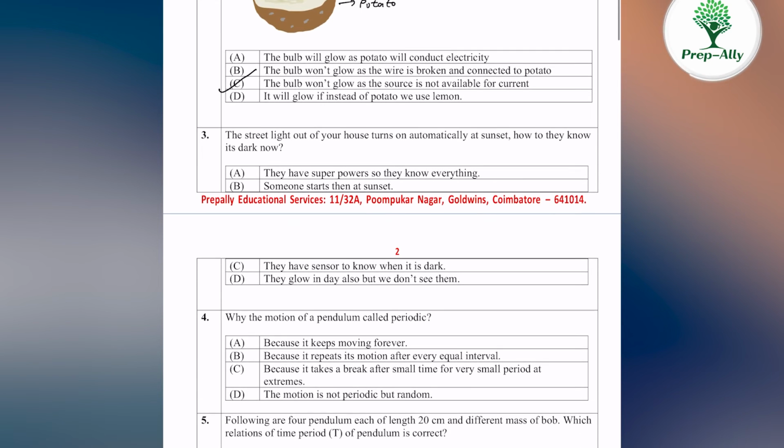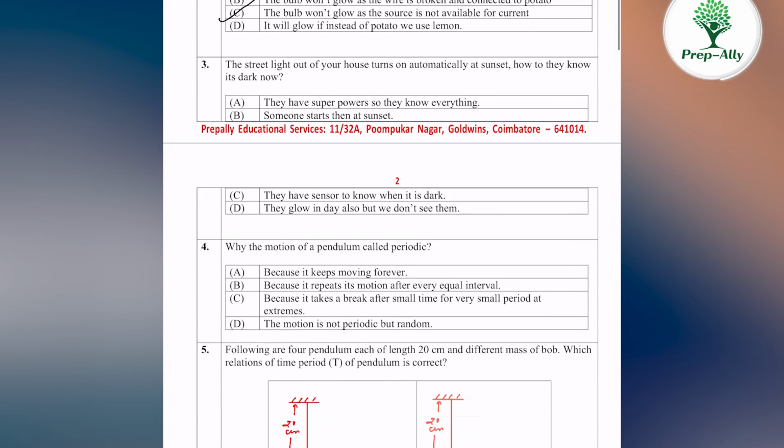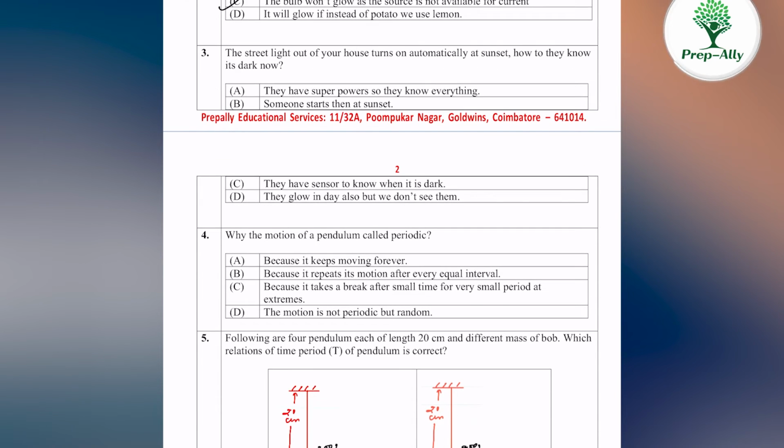Let's go to the third question. It is saying the street light outside your house turns on automatically at sunset. How do they know it's dark now? So we'll see the options now. The first option says they have superpowers, so they know everything. It is wrong. Obviously, they don't have superpowers. Someone starts them at sunset. It is also wrong. It is not necessary that someone has to start it at sunset, because there are a number of lights available, and who will go everywhere to start them?